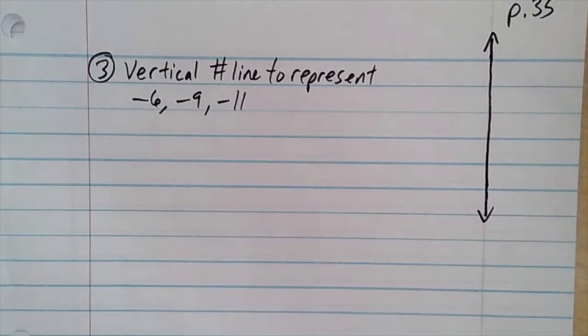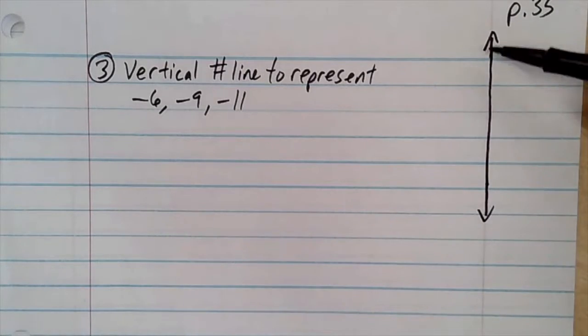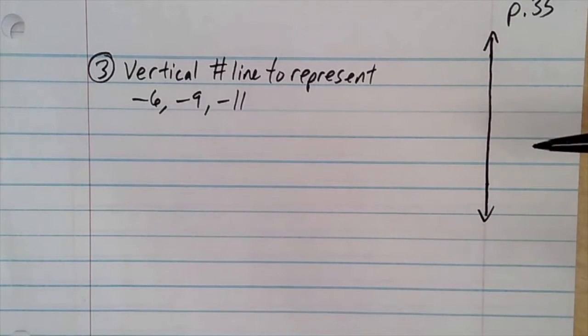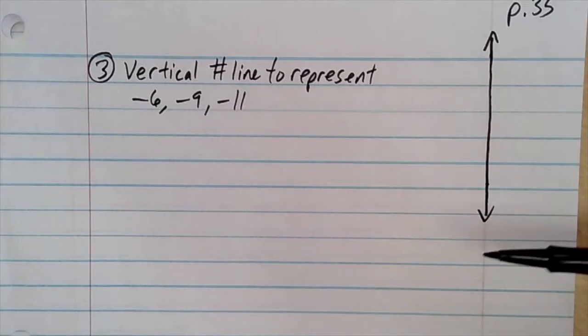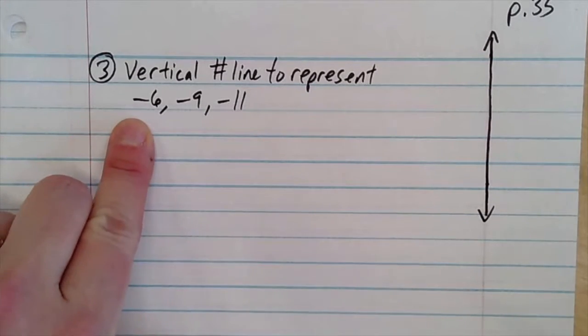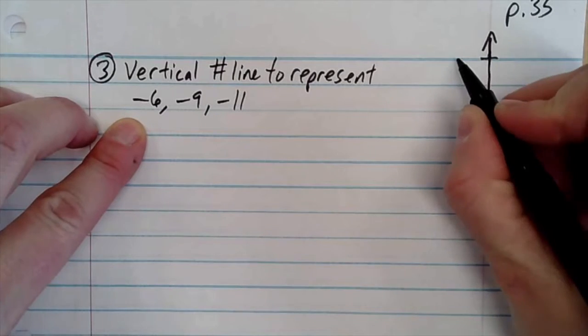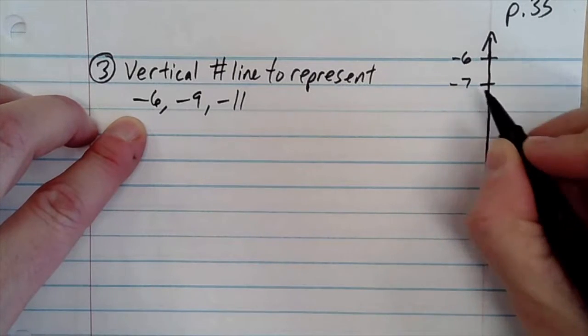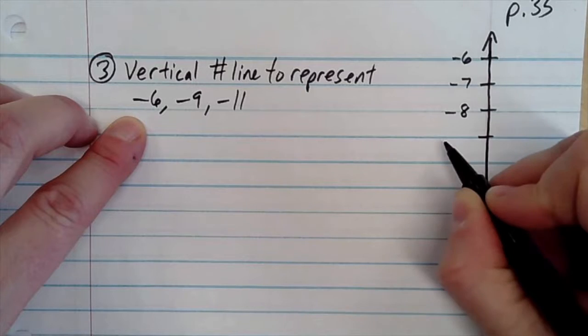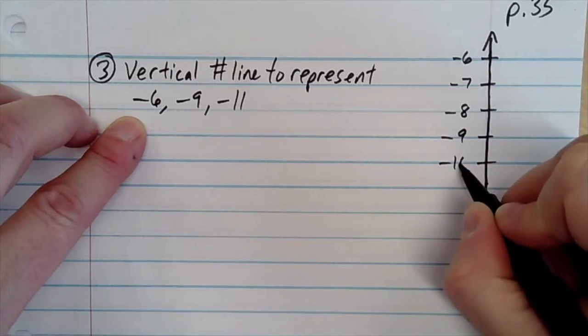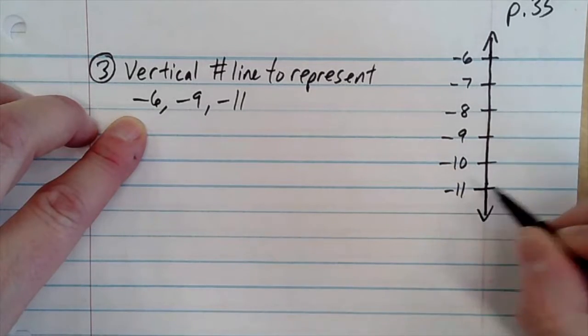So you got to get -6, -9. So you got to think about how this would work. If I were to draw a number line and I put 0, where would I put 0? And then -1, -2, -3, -4. Well, I don't need to start it at 0. I could start closer to -6. And this could be -6, -7, -8, -9, -10, -11.